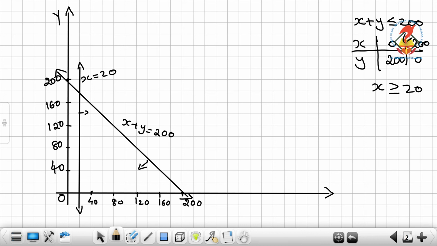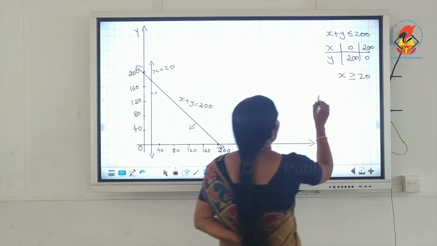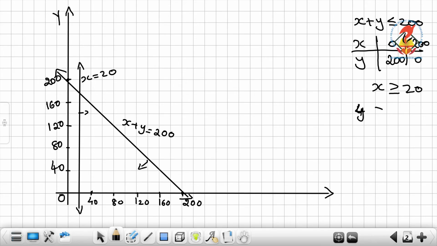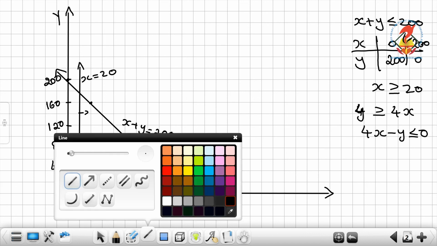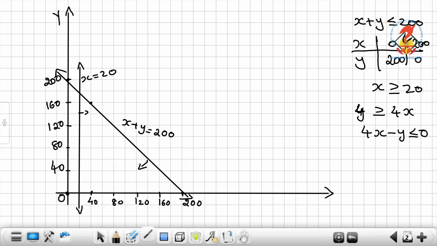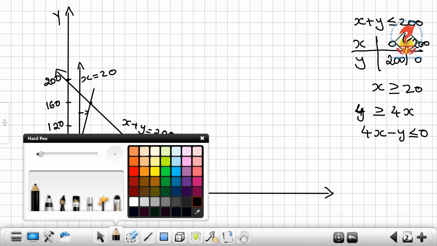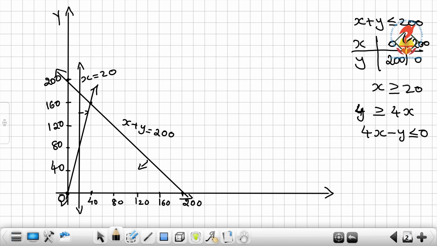Now which is the third line? 4x minus y. Y is greater than or equal to 4x, that's the equation. So 4x minus y is less than or equal to 0. The points are origin and 40, 160. Okay, 40, 160. The point is here. So draw a straight line. It's the line y equal to 4x.